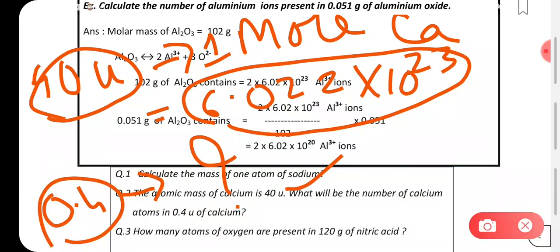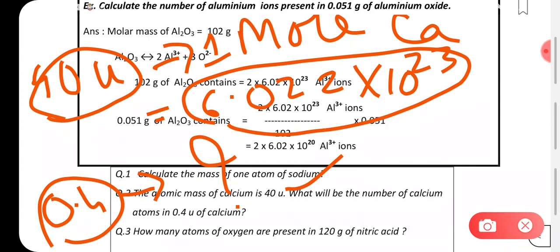And it will be like 6.02 into 10 power 22, you should get. 21, you will be getting as the answer. You can just check what it will be.